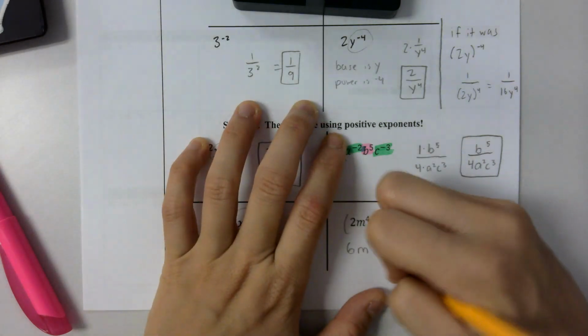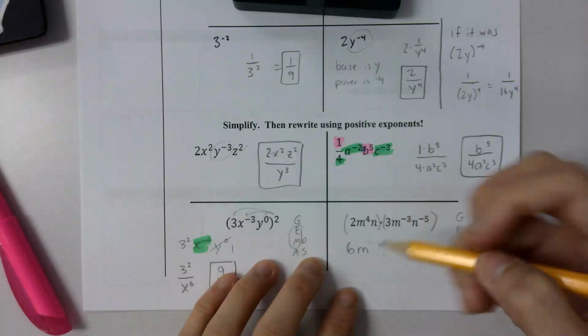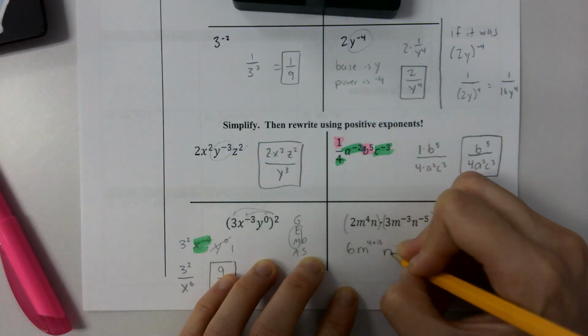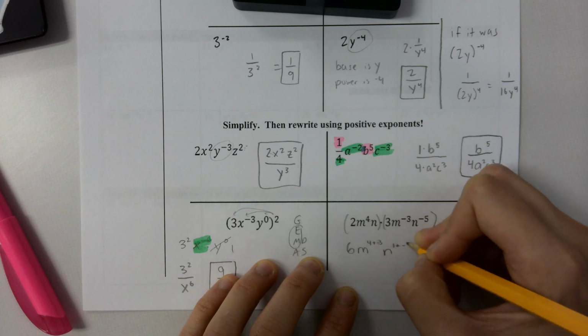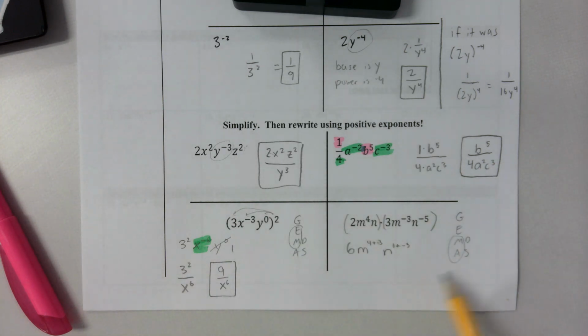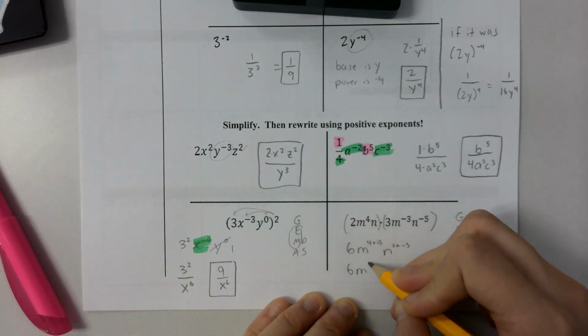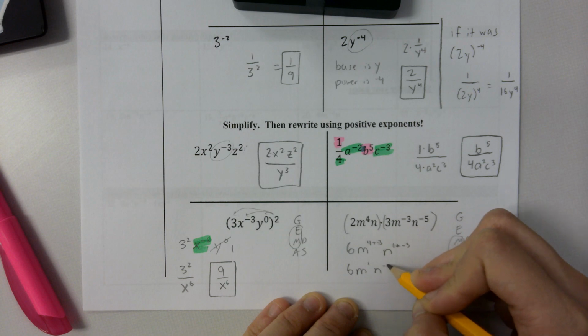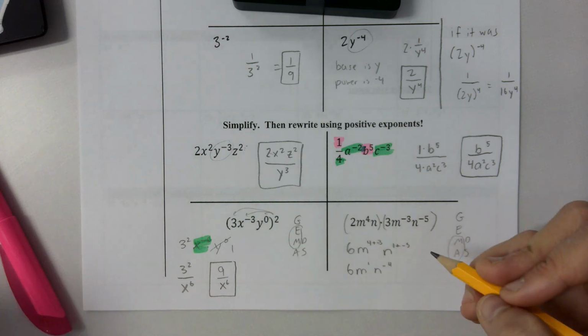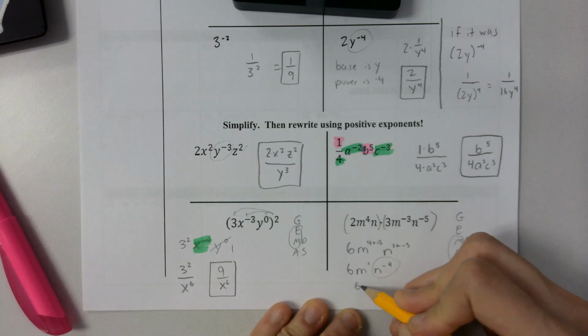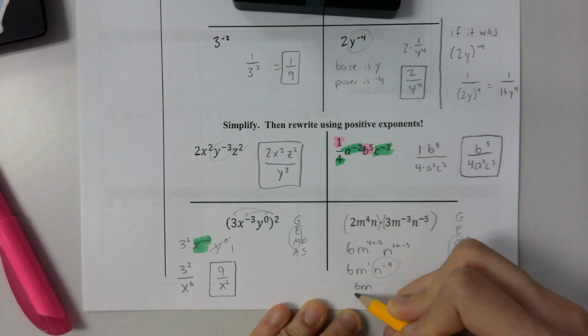So we're adding, right, just to make it more clear. So we have 4 plus negative 3, n to the 1 plus negative 5, right? So this is our multiplying. And now we can go through and do it. So we have 6m to the 1, n to the negative 4. Now we know that this guy's going to move to the bottom. So we have 6m. I'm going to just simplify that, not have the 1, n to the 4.